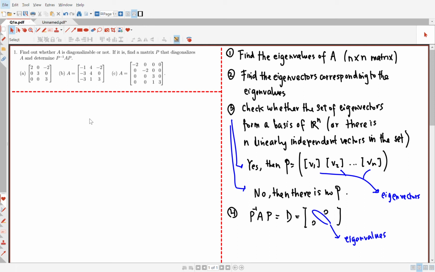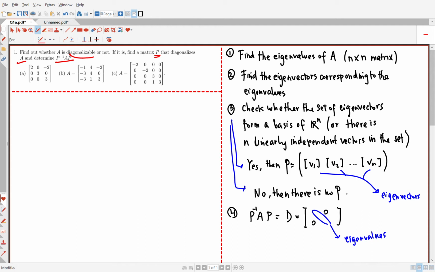Let's do this. Question 1. This question wants us to determine whether A is diagonalizable or not. If it is, find the matrix P that diagonalizes A and determine P inverse AP.